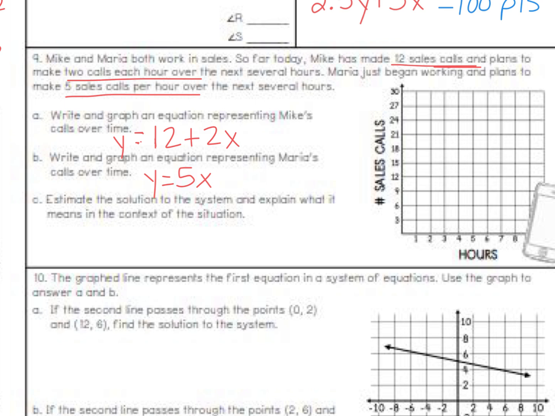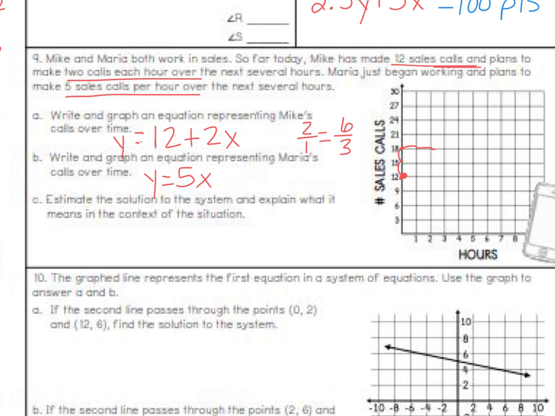Okay, so if we're going to graph this, I'm going to use 2 colors. I'll use red for Mike. So Mike is starting at 12. Now, here's the tricky part. He's making 2 each hour, and this is counting by 3s. So I'm going to make a little note here. 2 calls each hour. If we're counting by 3s, I multiply this by 3, that's 6 calls. So I can go up 6 every 3 hours now.